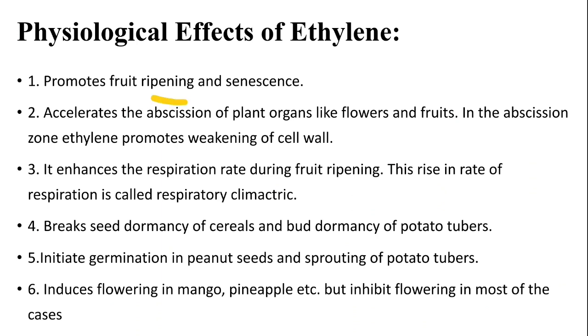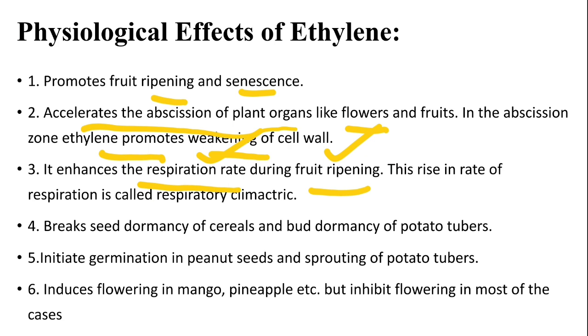It promotes fruit ripening and accelerates the abscission of plant organs like flowers and fruit. In the abscission zone, ethylene promotes weakening of the cell wall. Then it enhances the respiration rate during fruit ripening. This rise in the rate of respiration is known as respiratory climacteric.